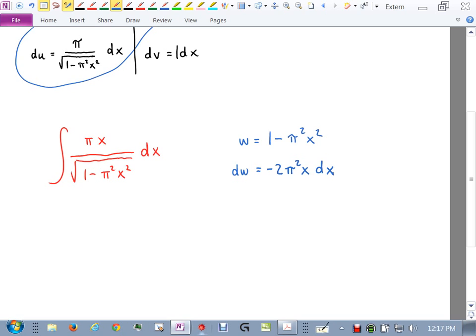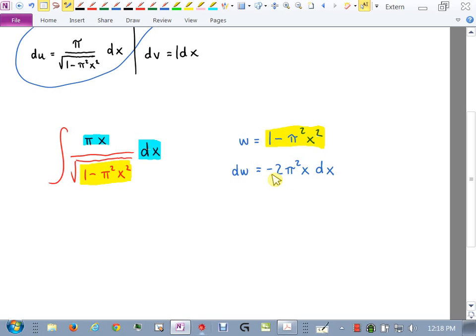No, because it's a constant, right? Pi or pi squared, they're both just numbers, so we just leave it alone. Now, we need to make things match, though. That's where I'm going next. I'm going to replace this whole thing, right? That's going to be my u, right? And then the pi x dx, I don't have pi x dx over here, do I? But I'm going to make it a pi x dx.